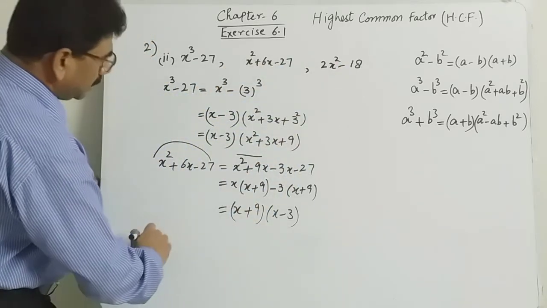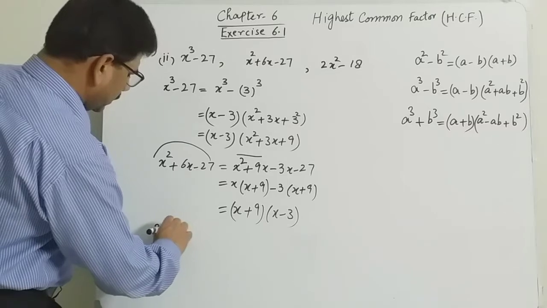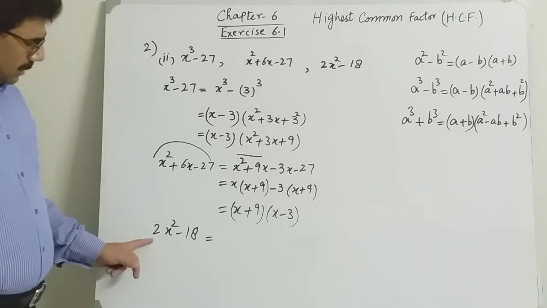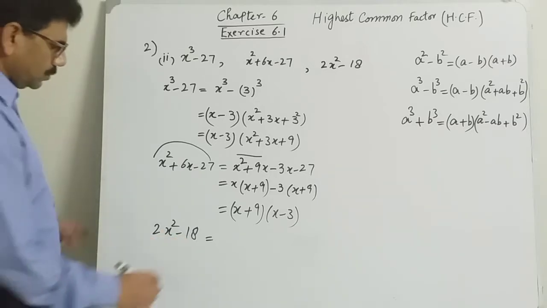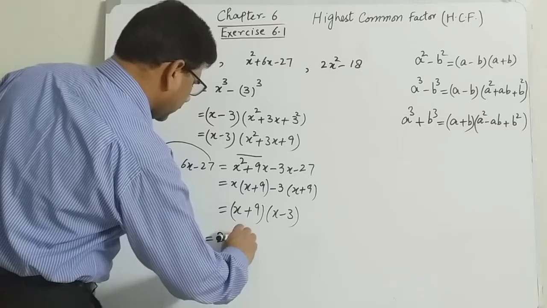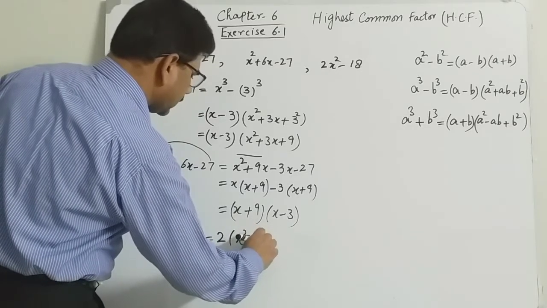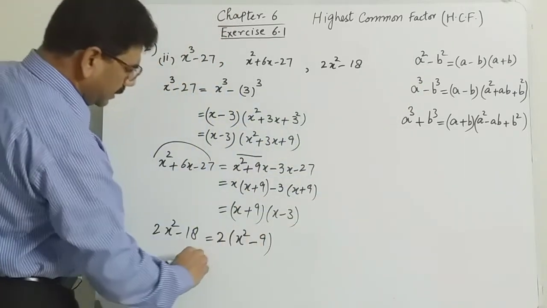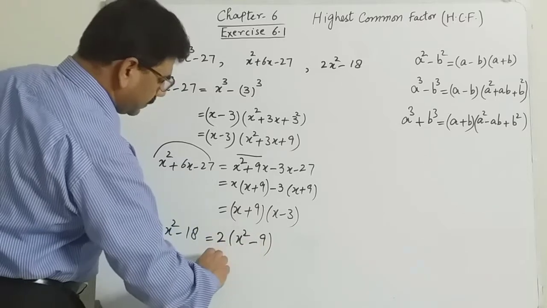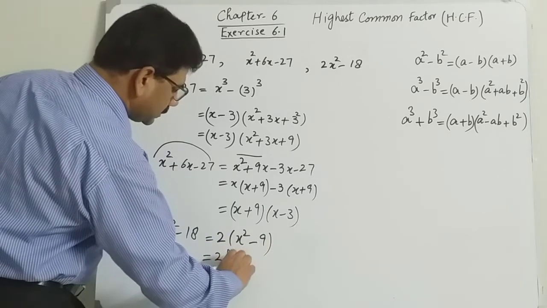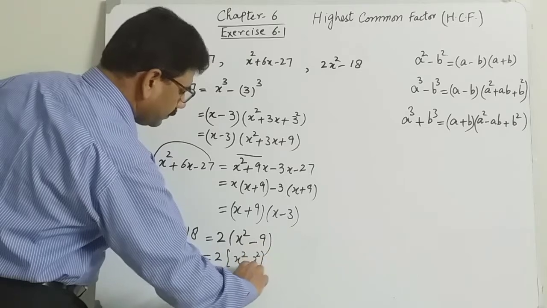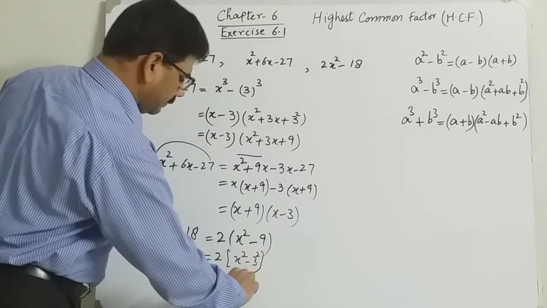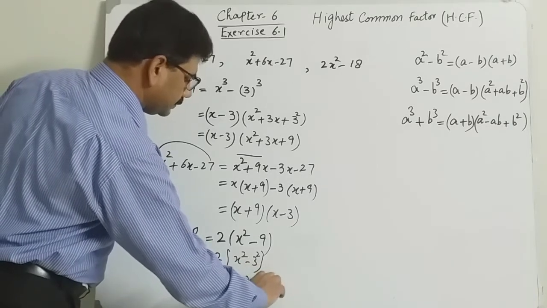Now the third expression is 2x square minus 18. To factorize such an expression, we will take out the common factor. The common factor is 2, and inside the bracket we will have x square minus 9. Here we can check that the first formula can be applied because these two terms are perfect squares. 2 into x square minus 3 square, and this will be 2 into x minus 3 into x plus 3.